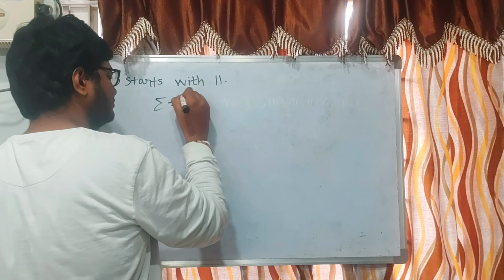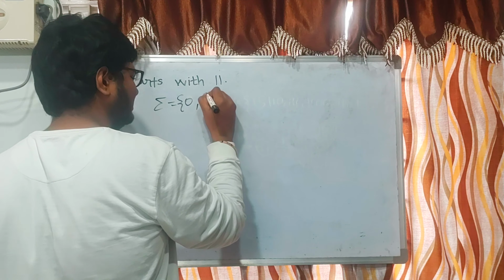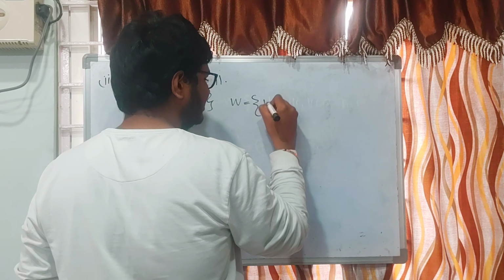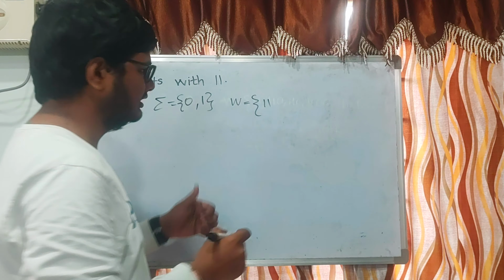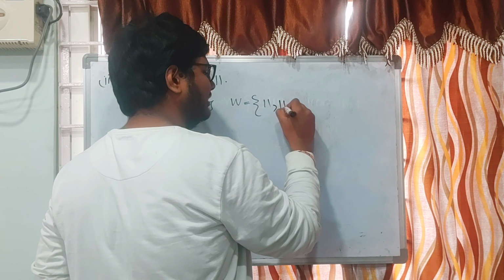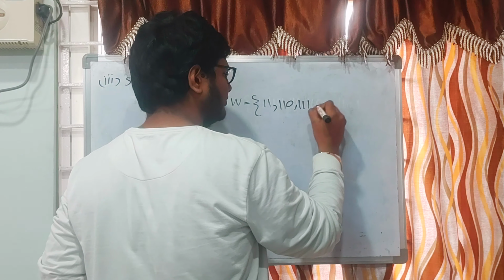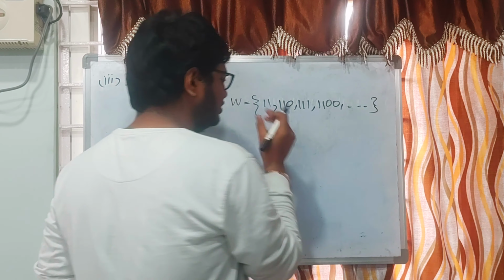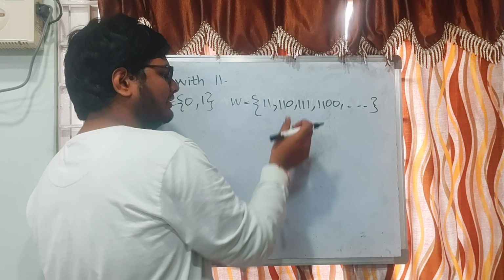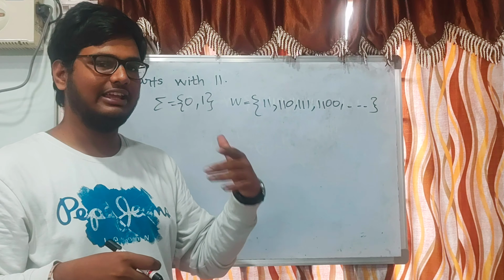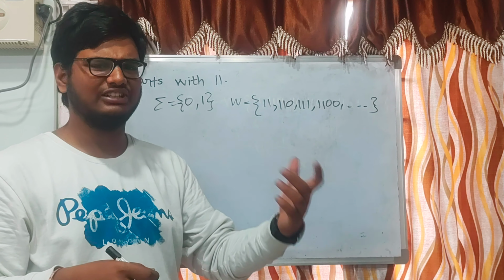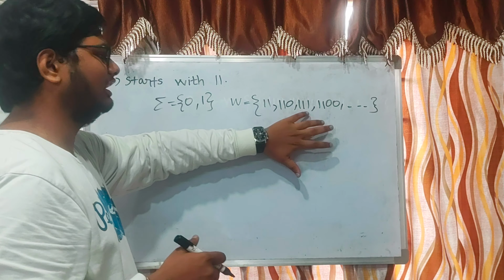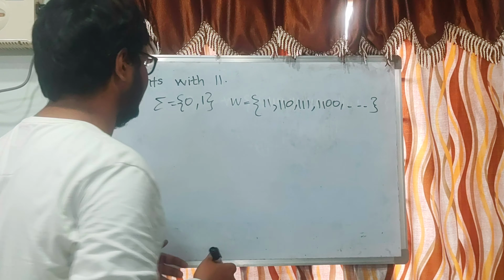Simply, the input alphabets are the same, 0 and 1, and the most basic string is 1 1. And after 1 1 it can be anything. It should basically start with 1 1. Next it can be followed by any combination of 0 and 1. It can be 1 0 1 1, a combination of zeros and ones. So these are the strings which are accepted by this DFA.